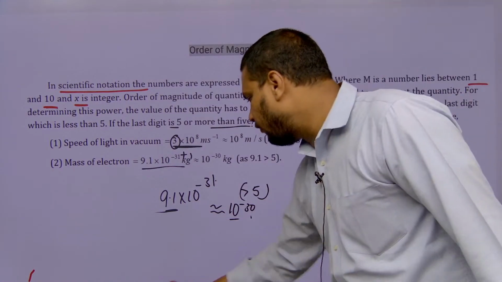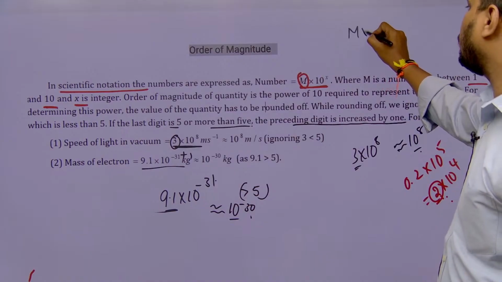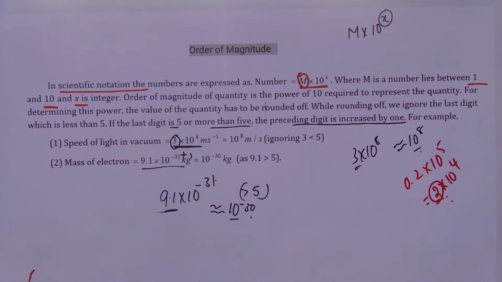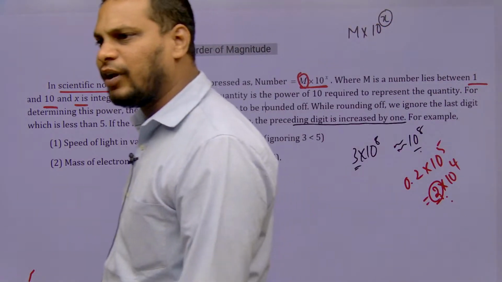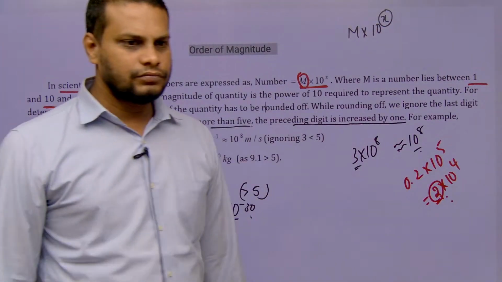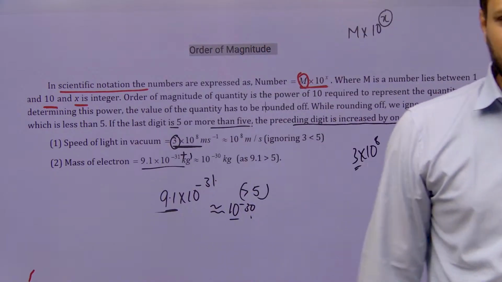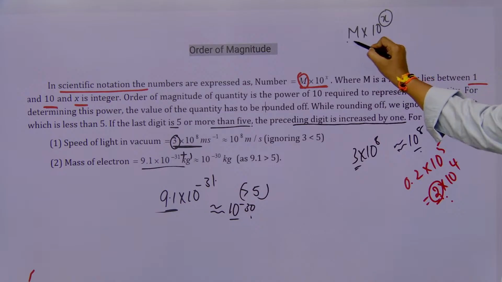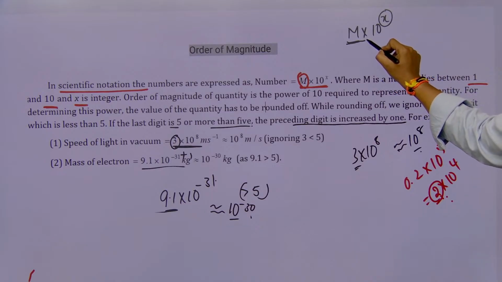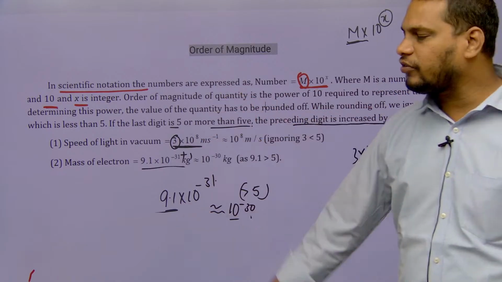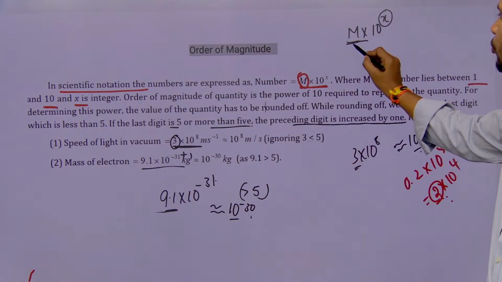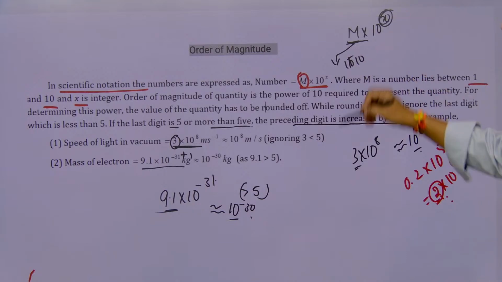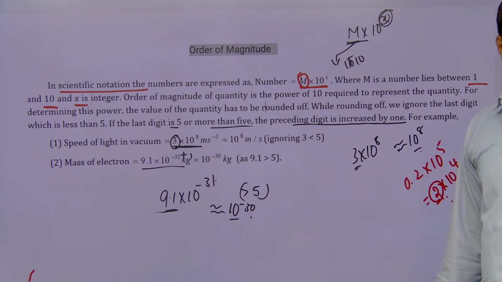Suppose I take m into 10 to the power of x, this x may be any integer. Integer means we may get positive values or we may get negative values, including 0 also. And m is taken between 1 to 10. So m should be taken between 1 to 10. Are you clear? And x may be any number. It may be positive or it may be negative.